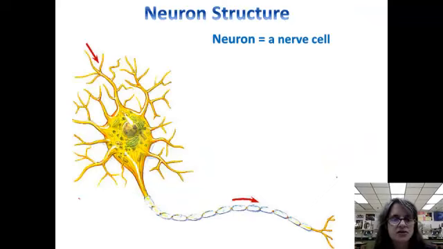The neuron structure, I think in your handout you're asked to draw and label this, so this is really, really important. Fundamental to everything we do is that you understand the parts of the neuron, so make sure you get this.